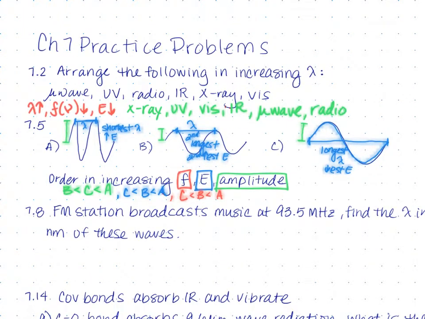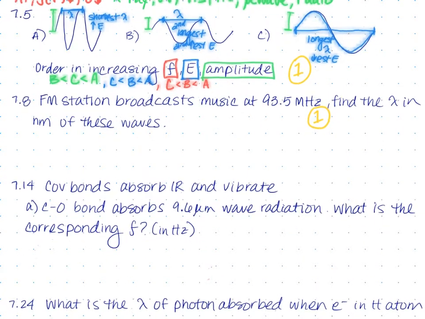The first problem, 7.2, I would have given a 1. The second problem, I would have also given a 1. And this problem, I also believe, is a 1. Okay, so these are the easiest types of problems that you'll see on the exam.